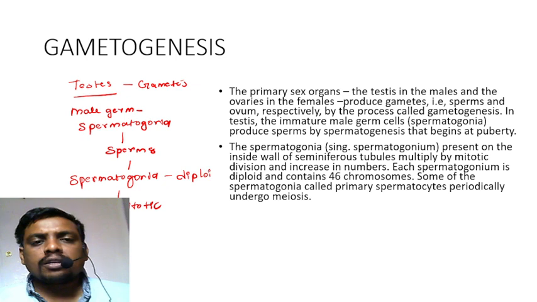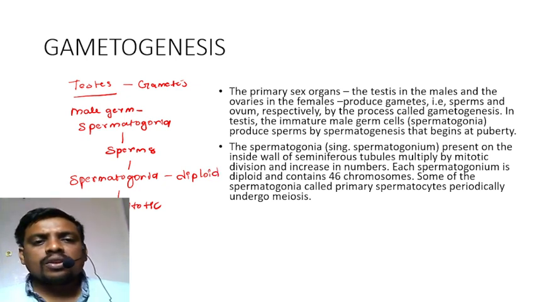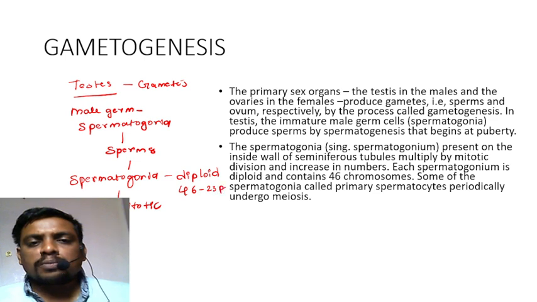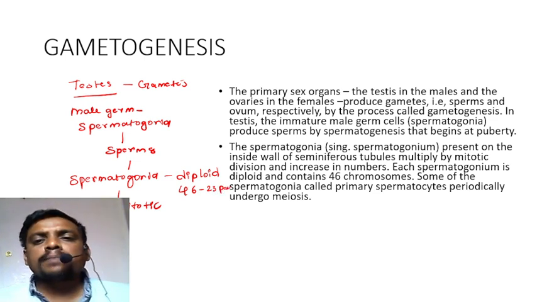What do you mean by that? Two sets of chromosomes are present in it, containing 46 chromosomes, which means 23 pairs of chromosomes are present. Some of the spermatogonia, called primary spermatocytes, periodically undergo meiosis.